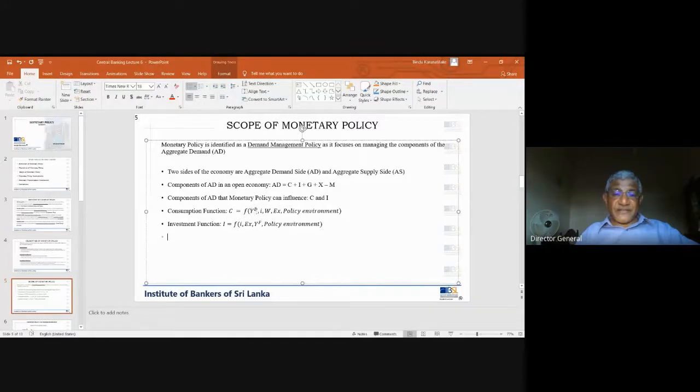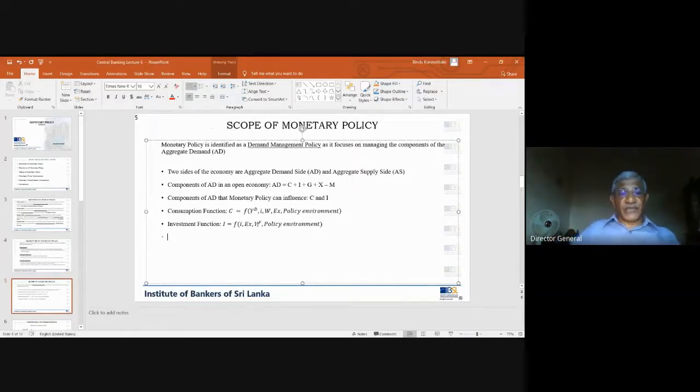YD means Y minus T. Y is the income they earn. T is the taxes they have to pay. When you deduct tax liabilities from their income, it becomes disposable income. This YF is different. This is future income, the overall income of the economy. Right? Here I have to touch a little bit.